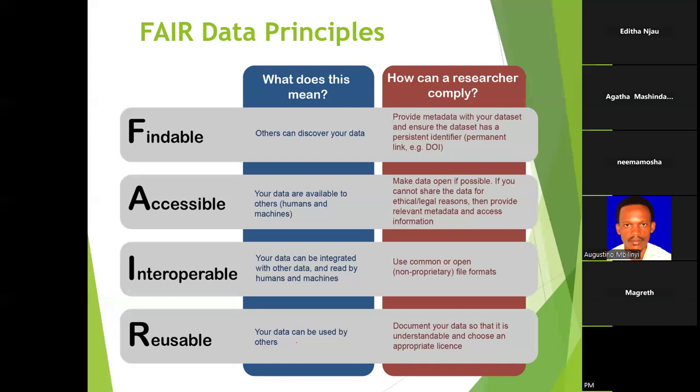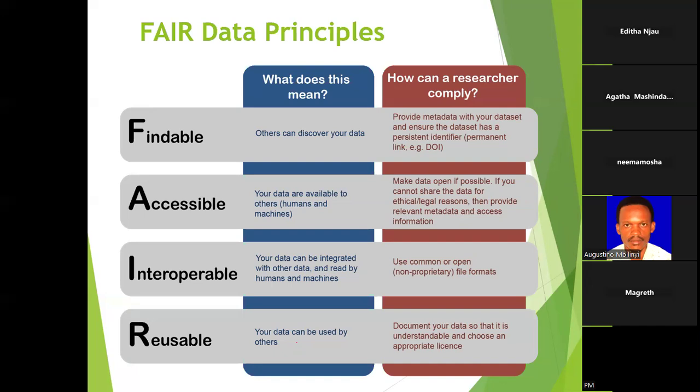The other principle is accessible. Your data are available to other humans and machines. Anyone can access it, a human, or by using electronic devices, those machines can help you to link to and access the data of your needs. How can researchers comply with accessible? Make data open if possible. If you cannot share the data for ethical or legal reasons, then provide relevant metadata and access information.